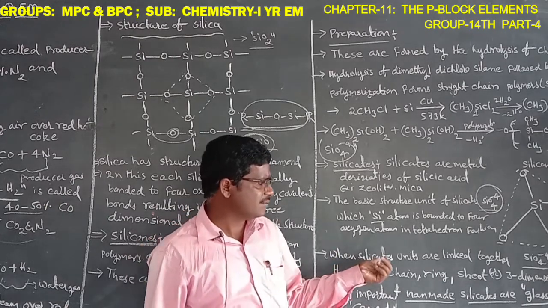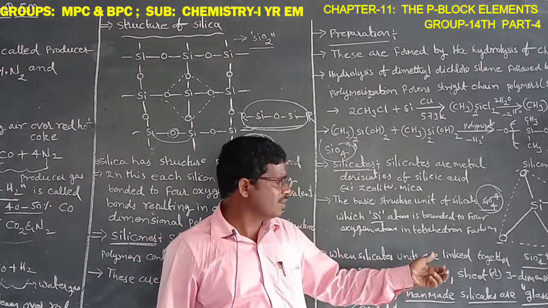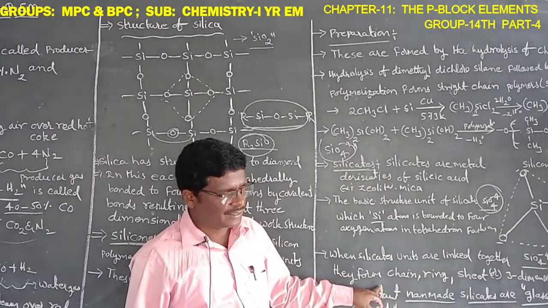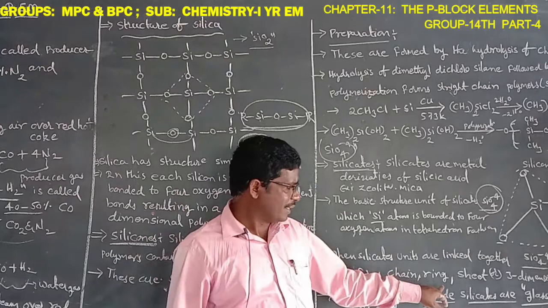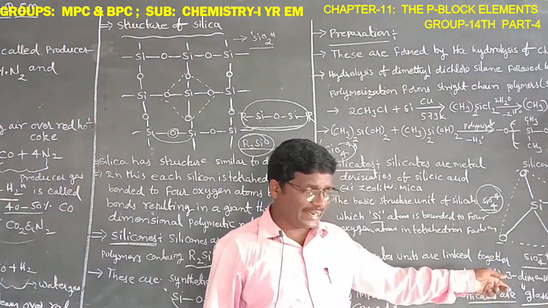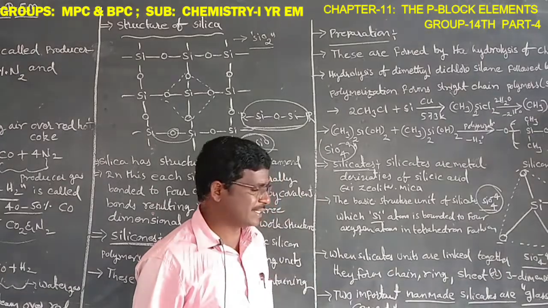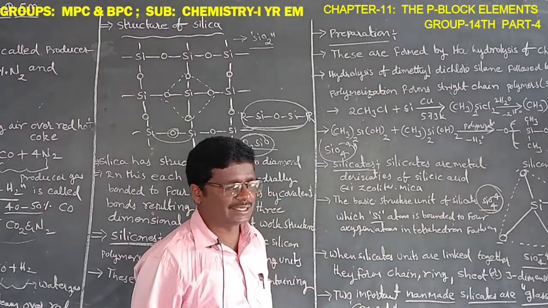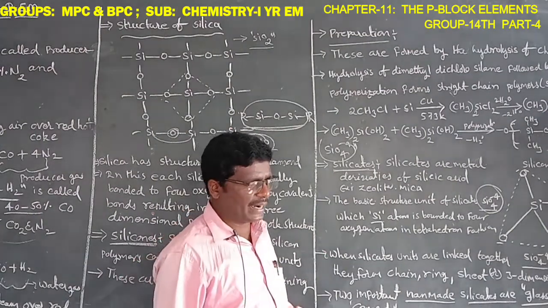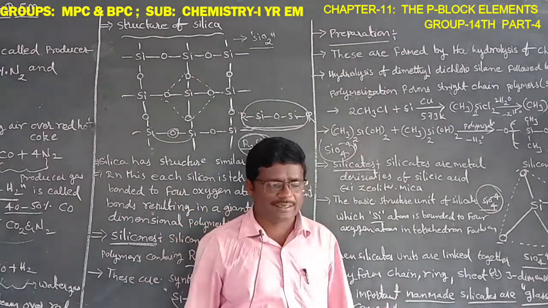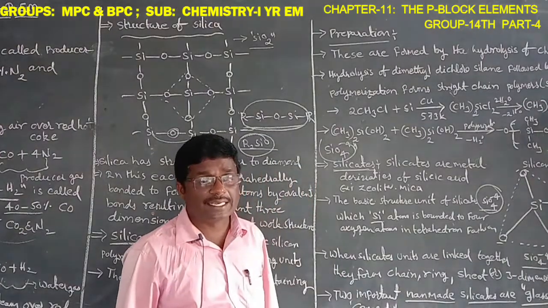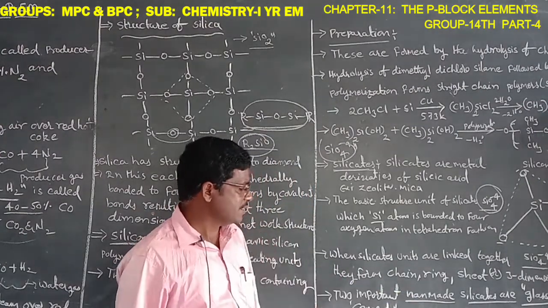When silicate units are linked together, they form chain silicates, ring silicates, sheet silicates or 3-dimensional silicates. That is the importance of silicates. Next, last one: two important man-made silicates are glass and cement.